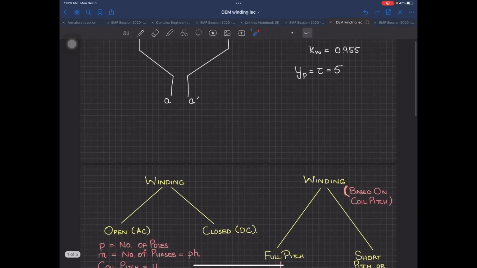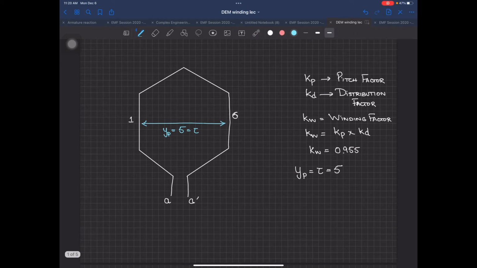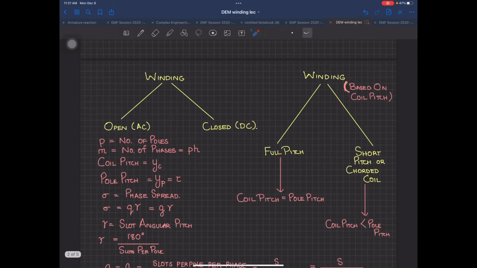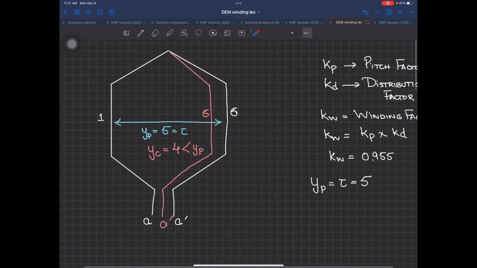But if I make the winding, supposing now, instead of going to 6, I make it 1 slot less, which means instead of going to 6, I go to just 5 over here. Now my YC, or coil pitch, becomes equal to 4, which is certainly smaller than your YP. This type of winding is called the short pitch or the corded coil, where coil pitch is less than the pole pitch.